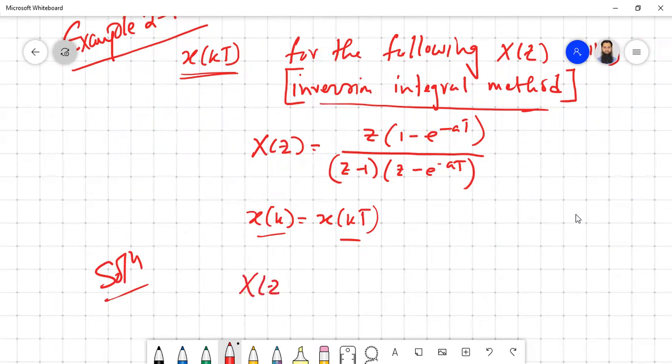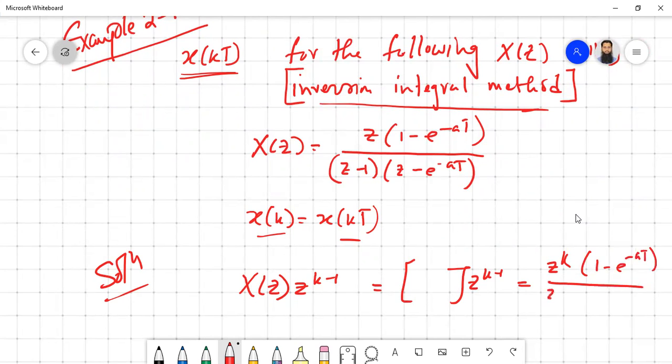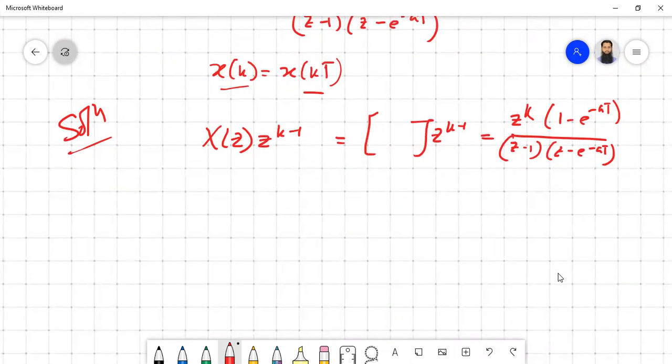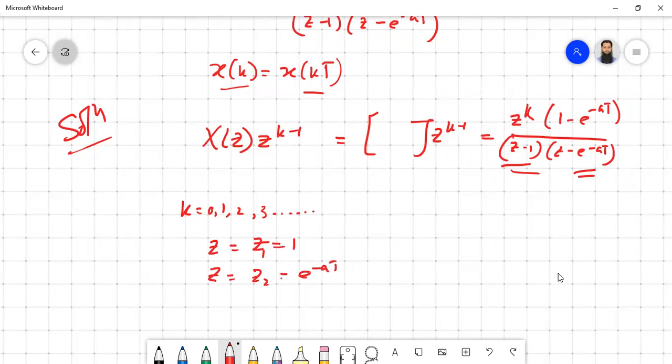First, we have to find X(z) multiplied by z to the power k minus 1. Whatever X(z) is given, you multiply it with z to the power k minus 1. The z cancels, and we get z to the power k times (1 minus e to the power minus aT) divided by (z minus 1)(z minus e to the power minus aT). Now we have to find how many poles we have. Whatever the value of k, 0, 1, 2, 3, the poles always remain the same. The denominator gives a simple pole at z equal to 1, and the other pole at z equal to e to the power minus aT. These are the two simple poles.